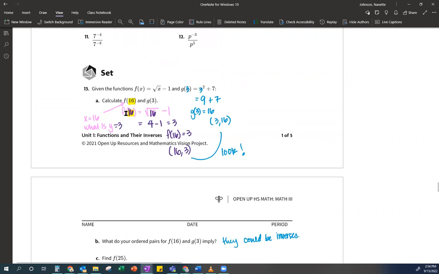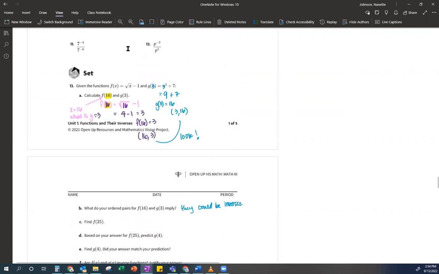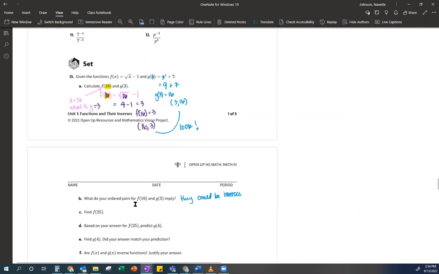Okay, so then they say find f of 25, which I can do. Make this a tad smaller so you can see both of them at the same time. So f of 25 is equal to the square root of 25 minus 1, which is 5 minus 1, that's 4. So f of 25 is 4.